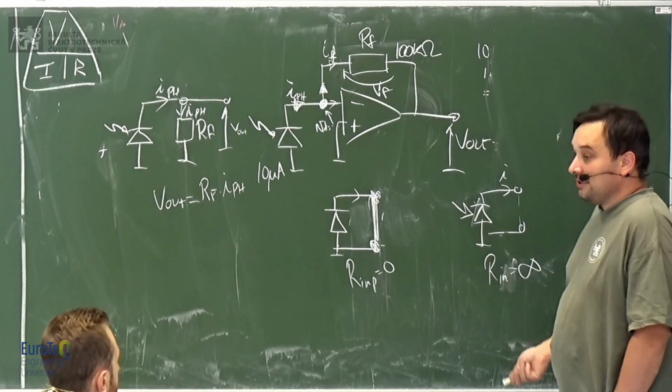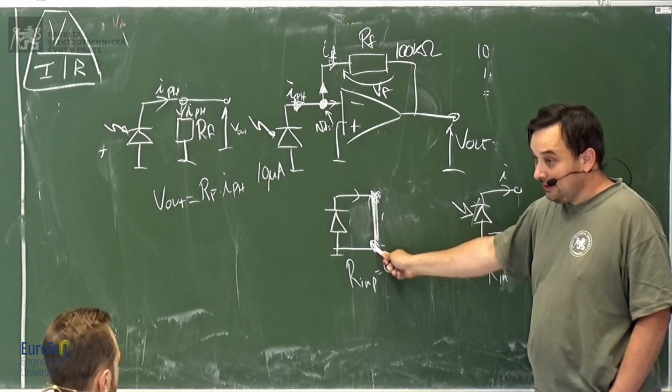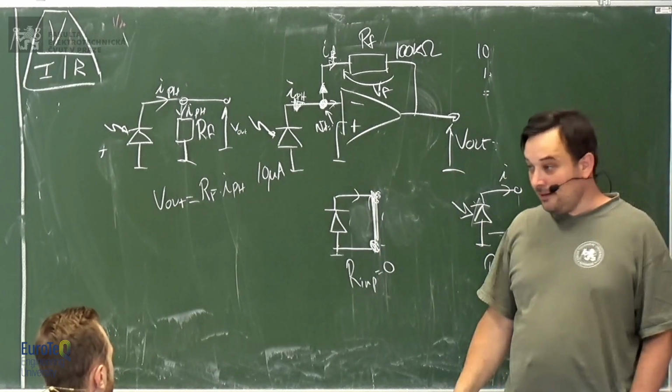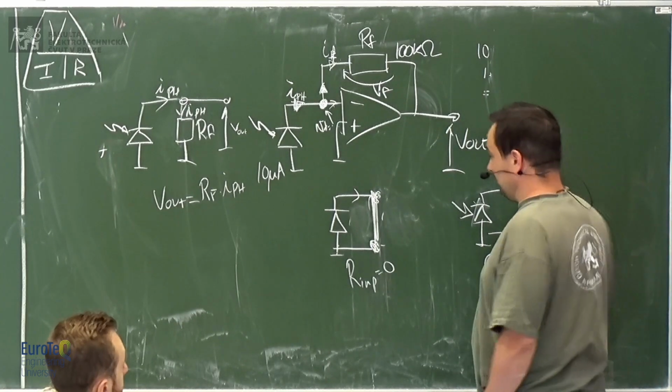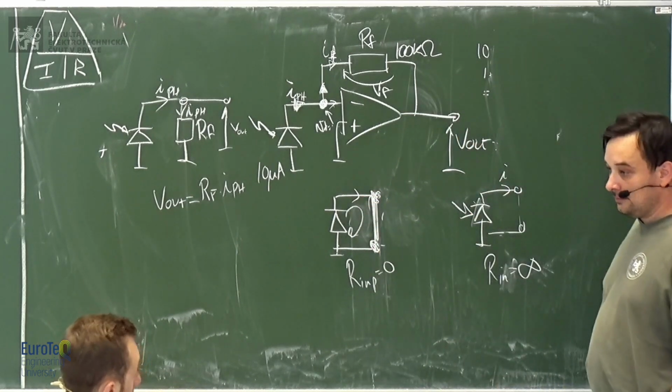And how do you short it? By putting this point at the same potential as this one. And how do you do it? By using this operational amplifier. So the electrons will race to 0, but it won't go. It will go through the RF.